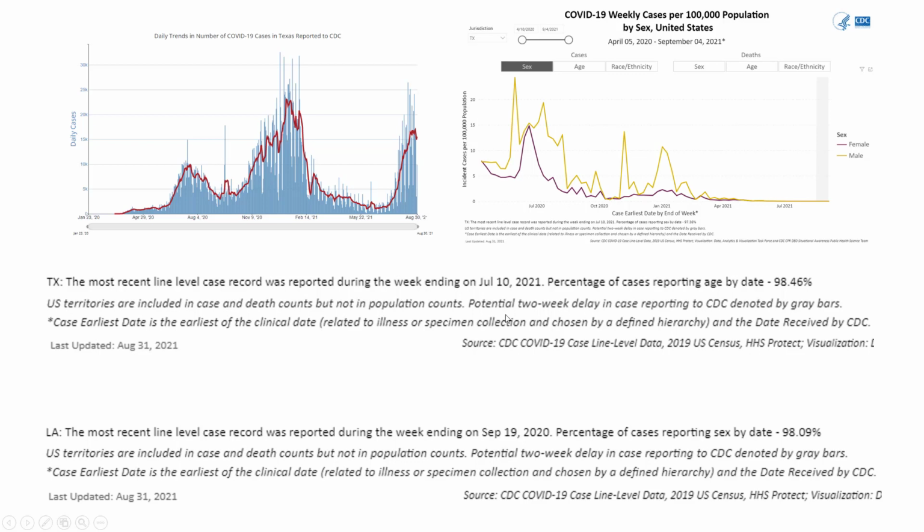So you do get a potential 2-week delay in case reporting, but you don't get any meaningful information in the footnote that really tells you, hey, caution when you interpret this graph on the right or the same graph by age, that it does not seem to reflect actuality, or there does not seem to be a whole lot of agreement with the figure on the left, even though both of these come from the CDC data tracker. The one on the left seems to be aggregate reporting from the states. The one on the right is this CDC case line restricted data set that I've been talking to you about.